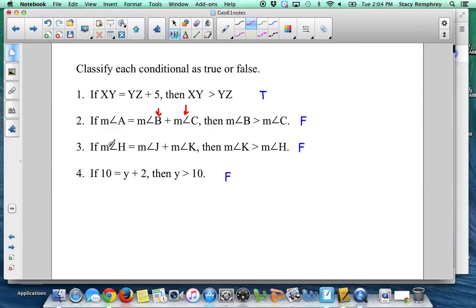In number 3, the same idea. The whole is going to be greater than either of the parts. But if you look at the inequality, that's saying the little bit of K is going to be greater than the whole angle. That's not going to work. That's false. In the last one, it's an algebraic example. We know that in order for this to be true, y has to equal 8, and y is definitely not bigger than 10, so that's also going to be a false.